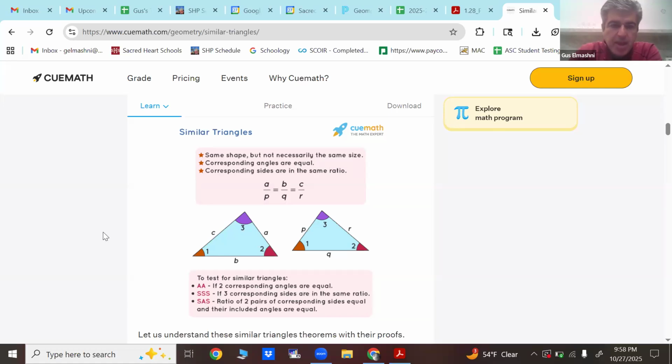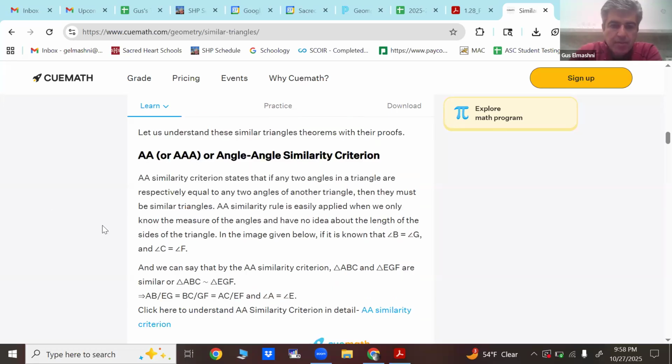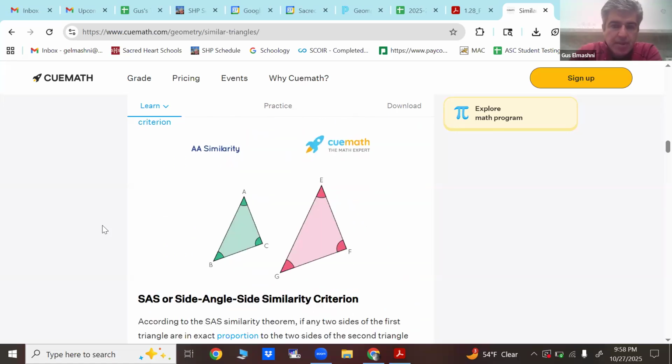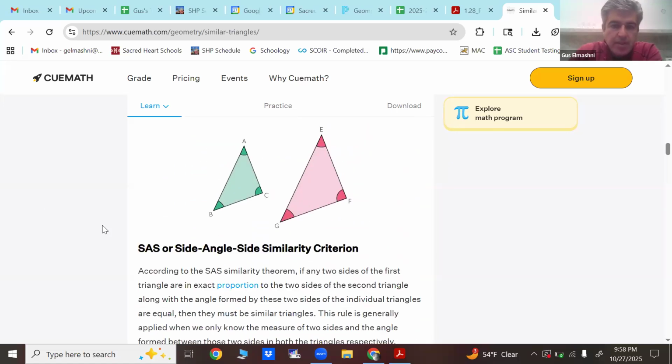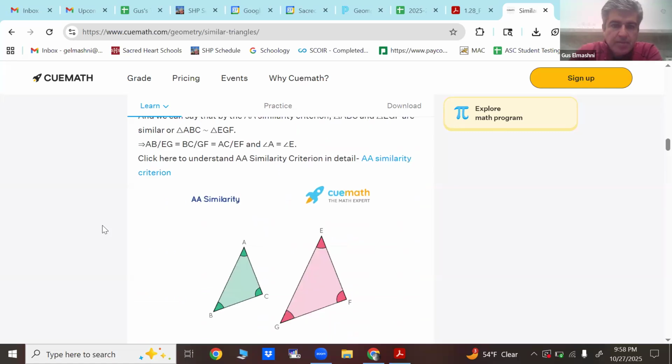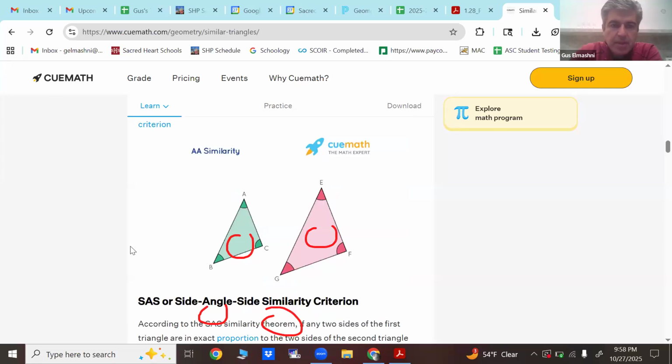And then a side angle side, if you know two sides are proportional and the angle in between them is the same, that's side angle side similarity. So yeah, so here for angle similarity, if let's say A equals E, B equals G, then you can use AA similarity.